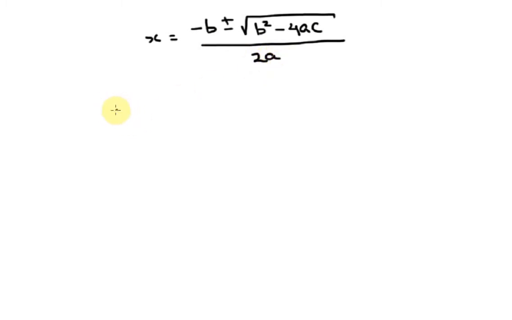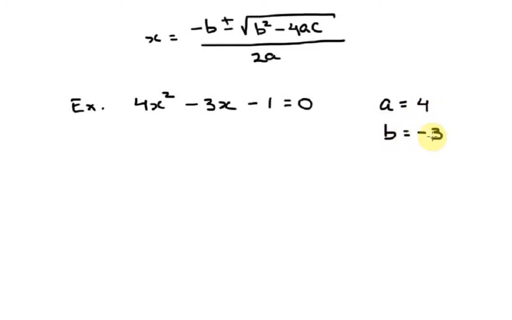Suppose somebody comes along as an example and says we wish to solve the following: 4x squared minus 3x minus 1 equals 0. Well, this is great. It's already equal to 0, and we've got our x squared, our x, and our number. So I can identify very clearly that a is 4, b is negative 3, and c is negative 1.